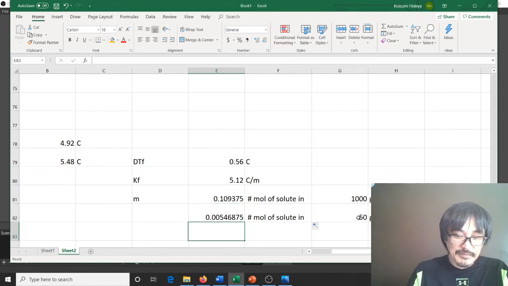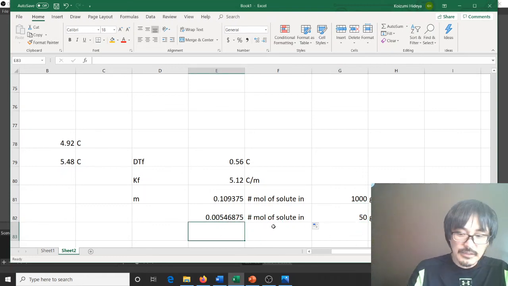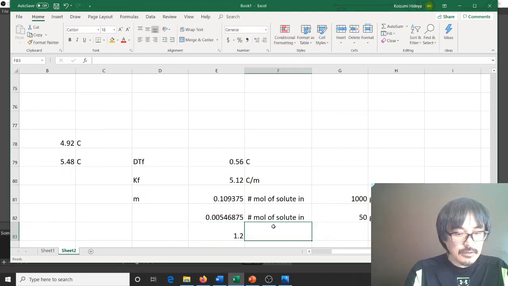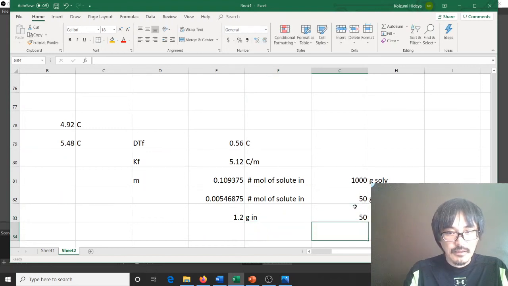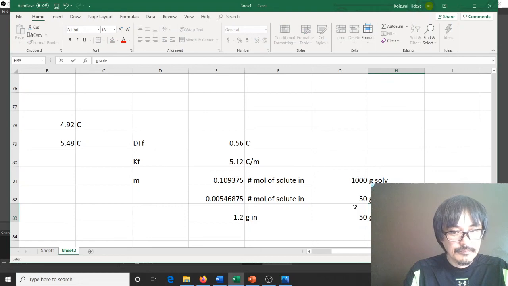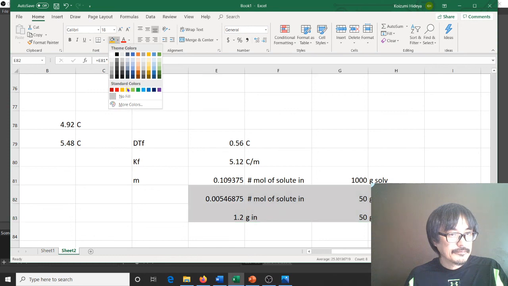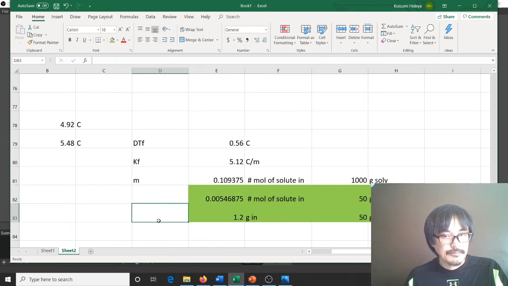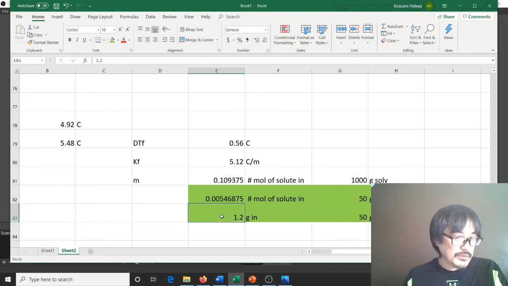But now, because it's 50 gram of solvent, I also know that this one right here is 1.2 gram in 50 gram solvent, right? So let's compare these guys right here. The solvent is pretty much the same, so we're comparing apple and apple here. Then 0.0055 mole corresponds to 1.2 gram.